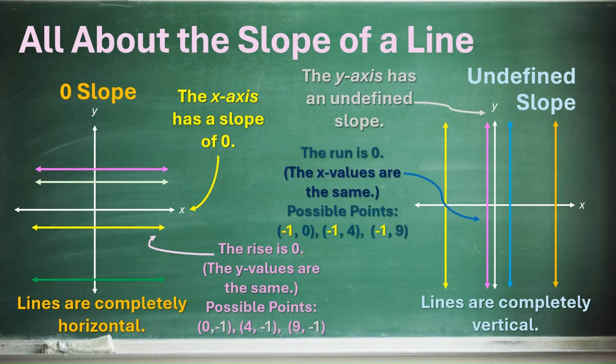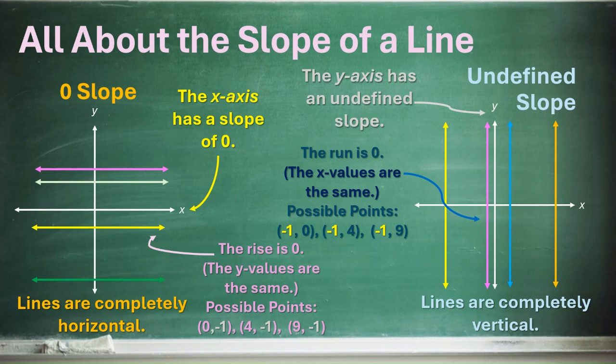So what is happening so that we end up with an undefined slope? Well, the slope is equal to the ratio of the rise divided by the run. In this case, the run is 0. You may remember we can't actually divide by 0. So that's why our slope is undefined, because it's not possible to divide by 0.